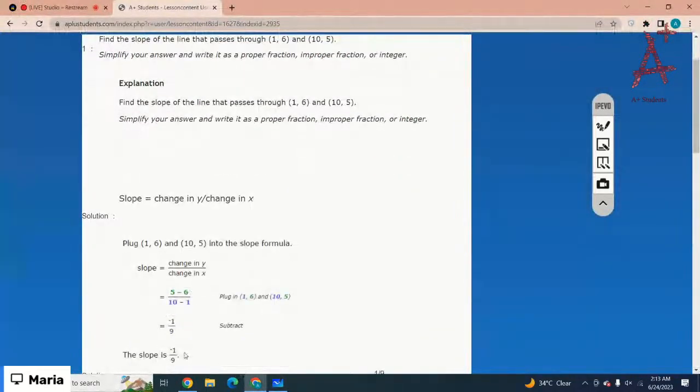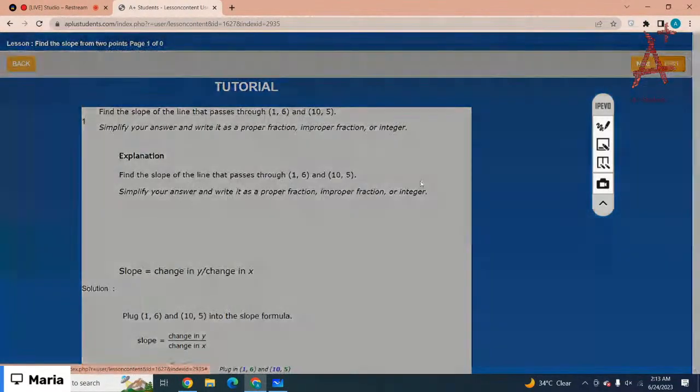Here it is, the slope is negative 1 over 9. Let's just start with the practice questions.